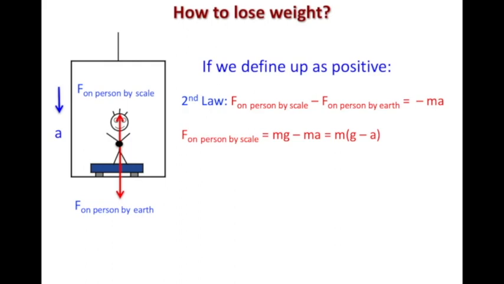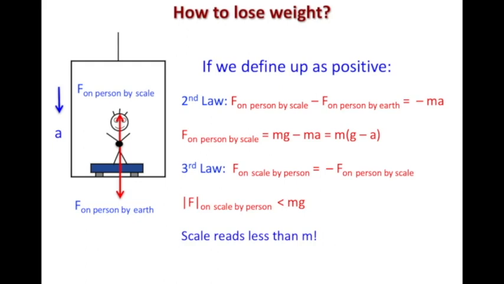If the force on the person by the scale is mg minus ma, the force on the scale by the person is just equal and opposite that. The third law still works. And so the force on the scale by the person is going to be less than mg. It's going to be mg minus ma, pointing down. Right? So now if the scale isn't pushing the person as hard, the person's not pushing on the scale as hard, the scale is going to feel a smaller force as the elevator accelerates downward. And so if you divide by g, the scale is going to read a number smaller than m.